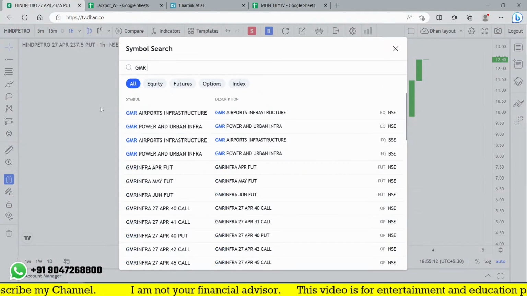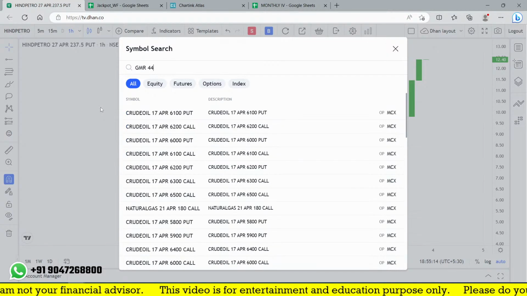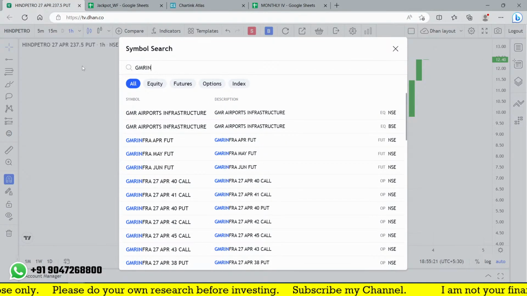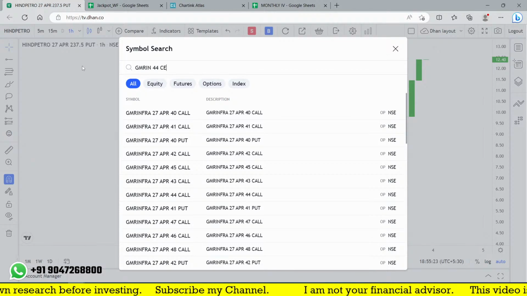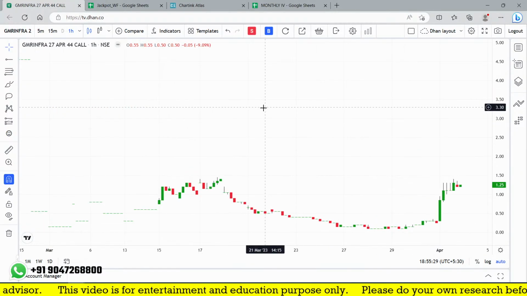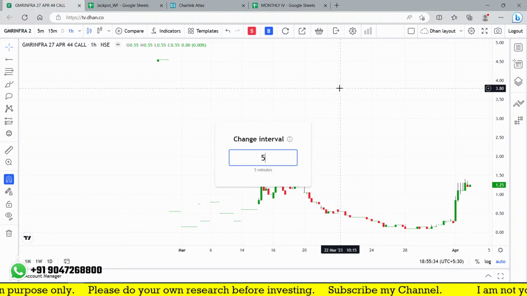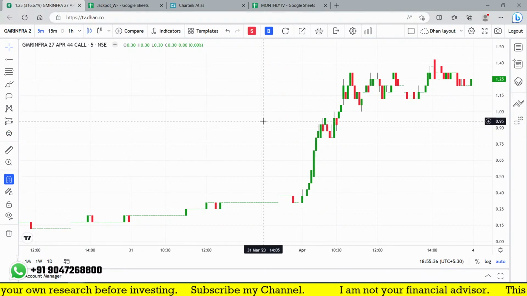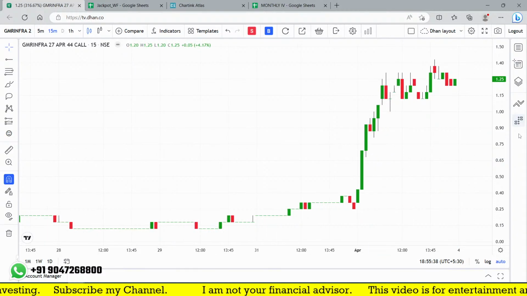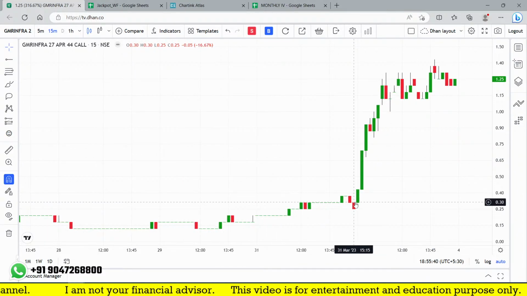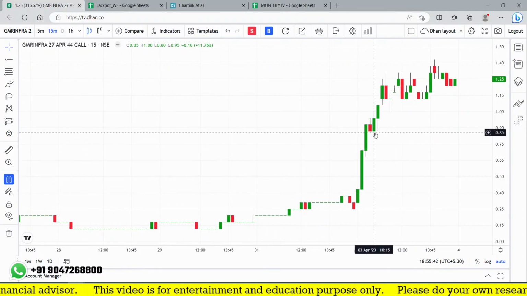Okay, so GMR Infra, 44 may be the OTM strike price. That should be your strike price, the 44 call option. Look at this, and what is happening? It is about a 1 hour or 15 minute chart. Look at this. Maybe around 50 paisa should be our entry point, right?